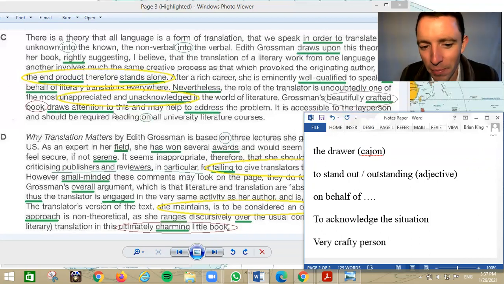To address the problem is to tratar, to deal with the problem, to manage the problem, to take action in relation to the problem.